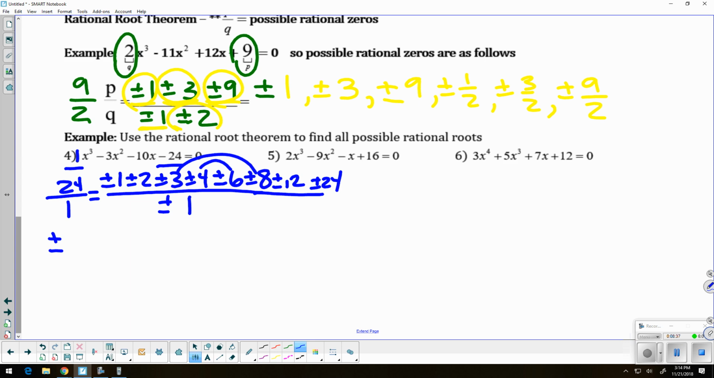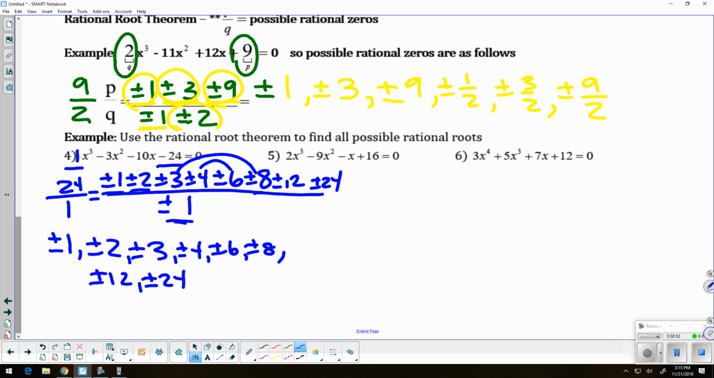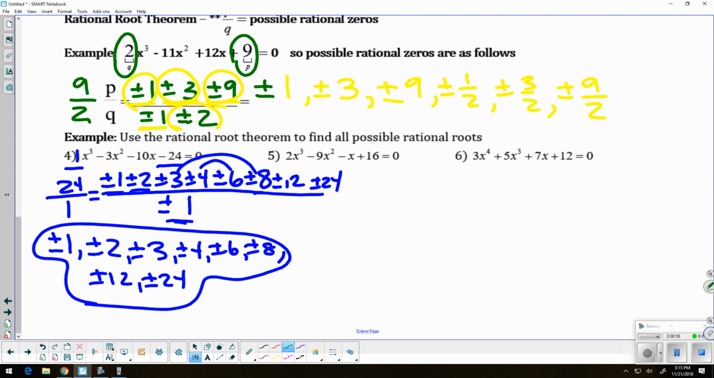So we're just doing 1 over 1, so plus and minus 1, plus and minus 2 over 1, so 2, plus and minus 3, plus and minus 4, positive and negative 6, positive negative 8, positive negative 12, positive negative 24. So these are all the possible, real, rational solutions to the problem. Okay? So for the next one, same thing. P over Q would be 16 over 2.